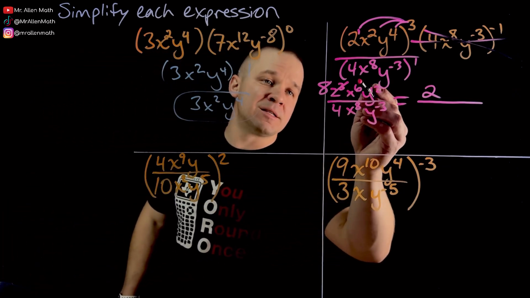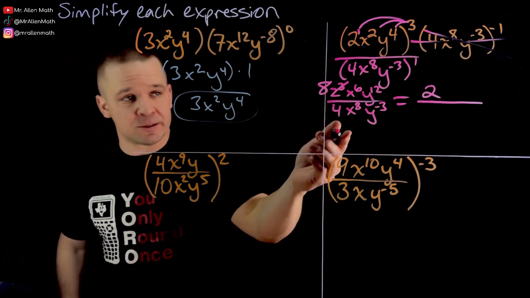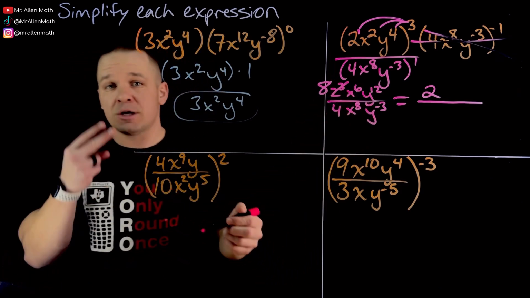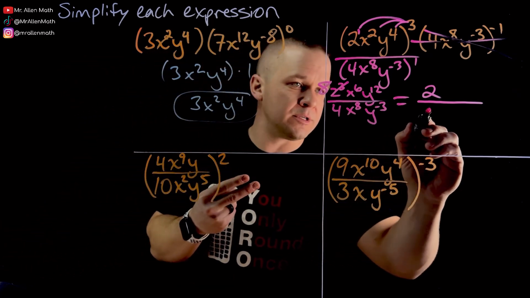So now I have x to the 6th over x to the 8th. Here's how I like to think about it. I look at the bigger exponents. 8 minus 6 is 2, but where was my bigger exponent? In the denominator. X squared goes in the denominator.